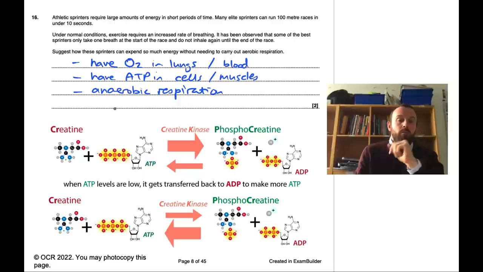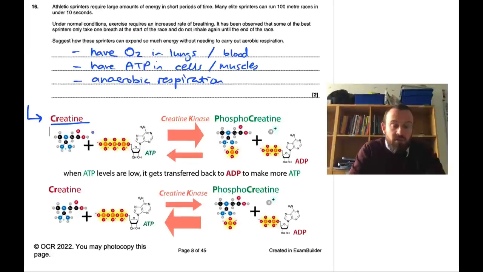Now the fourth point was an error on my part. This is in the specification, but I don't believe it's in our textbook, so I think I forgot to include it. And it is the topic of this thing called creatine. Now, creatine is a molecule that exists in muscle cells, in muscle fibers, and it acts as a kind of ATP buffer. So when muscles are not very active, respiration in the mitochondria generates ATP, and that ATP is then used to phosphorylate creatine to make phosphocreatine.